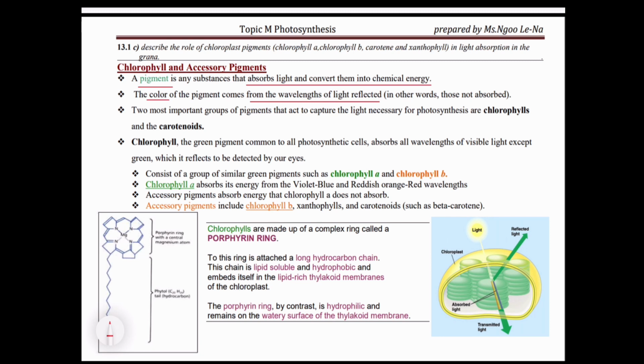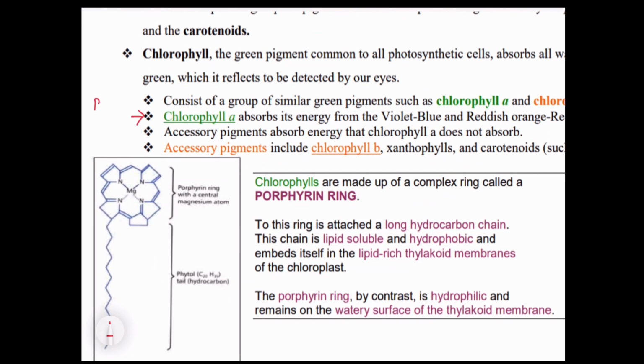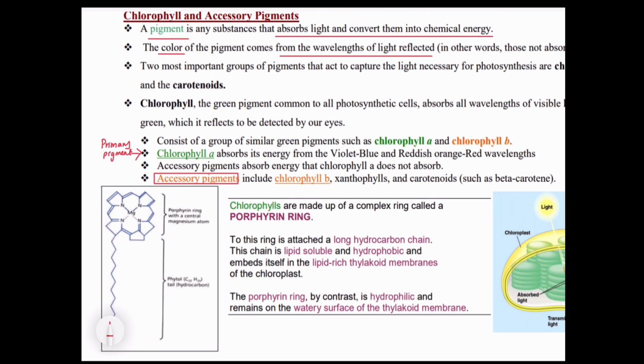And we have two main categories of pigments here. The first group is known as chlorophyll, and the most important chlorophyll is chlorophyll A, as it is known as the primary pigment. The next group is the accessory pigments, which includes anything other than chlorophyll A. So at least memorize one or two examples such as chlorophyll B, xanthophylls, or carotenoids.